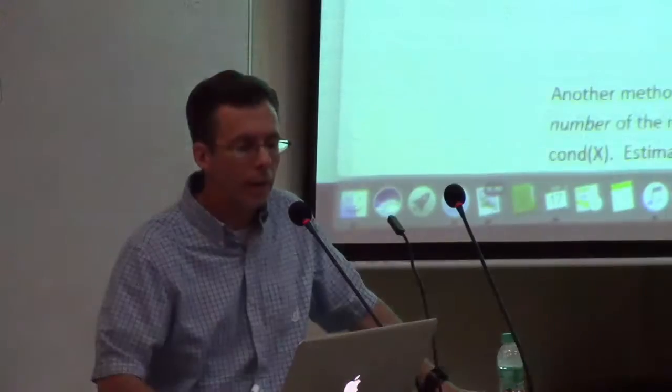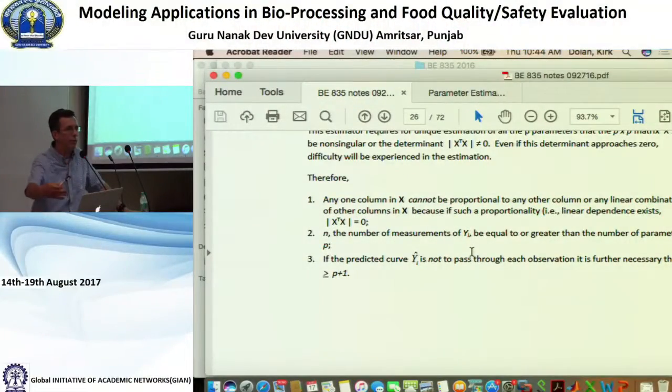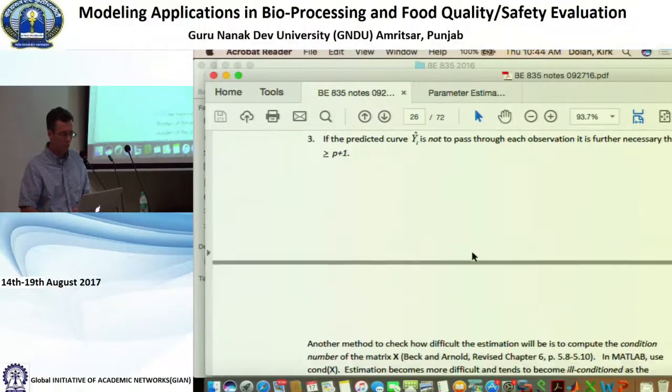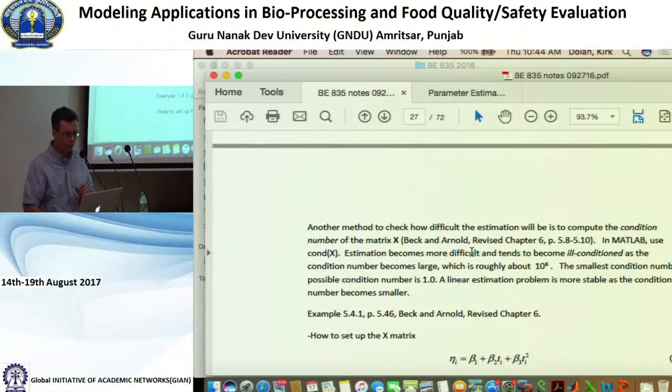Okay, so what is the problem? The potential problem is if any one column is linearly proportional to another, you cannot estimate those parameters. So if one parameter and another parameter give the same sensitivity to the model, you cannot separate the two parameters. Okay? So let me show you something, and then I'll show you how to set it up.